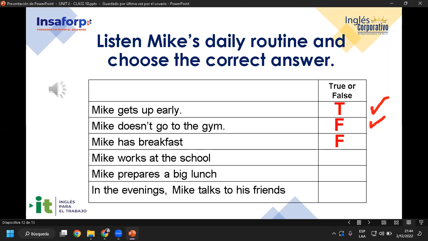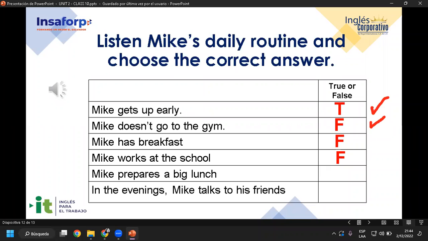Okay, next one. Volunteer for reading, please. My work at the school. Thank you. What do you think? Is that true or false? False. ¿No trabaja en la escuela? No. So no. Where? In the house. Very good. Él no trabaja en la escuela. ¿A dónde trabaja? In the house. De su casa. Exactly. He works at home.